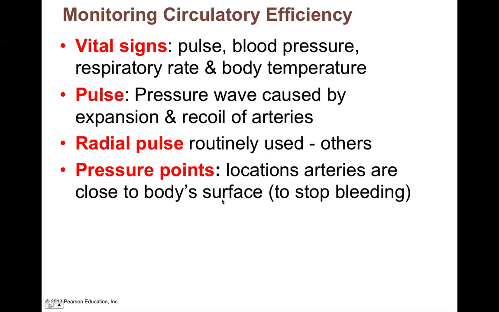Well, how do we monitor circulatory efficiency? What we call vital signs. Pulse: typically we feel that at the radial pulse by the radius at the wrist. Blood pressure. We take blood pressure, respiratory rate, and body temperature. Pulse is actually that pressure wave caused by the expansion and recoil of the arteries. And again, the radial pulse is routinely used.